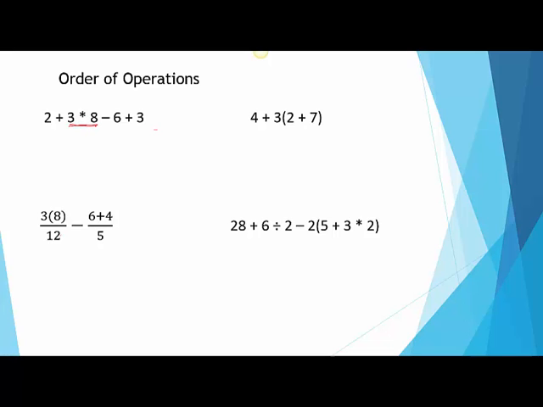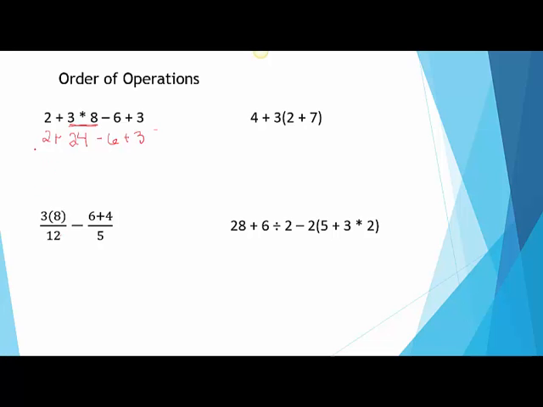Because this has no parentheses, the first thing I'm going to do in this problem is this multiplication that I have here. So I'm just going to write 2 plus, and I'm going to go ahead and do this multiplication. 3 times 8 is 24. So where that operation is, I write down the answer, and then I just leave everything else the same.